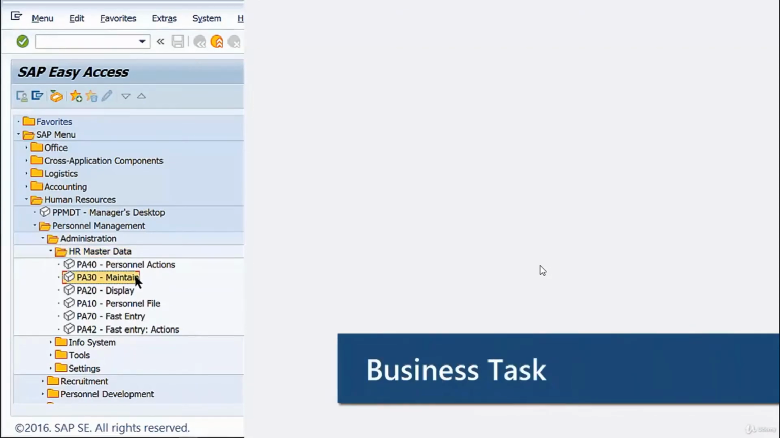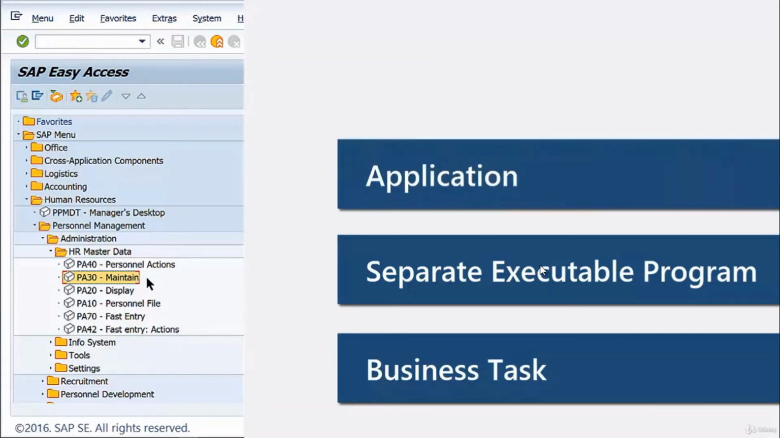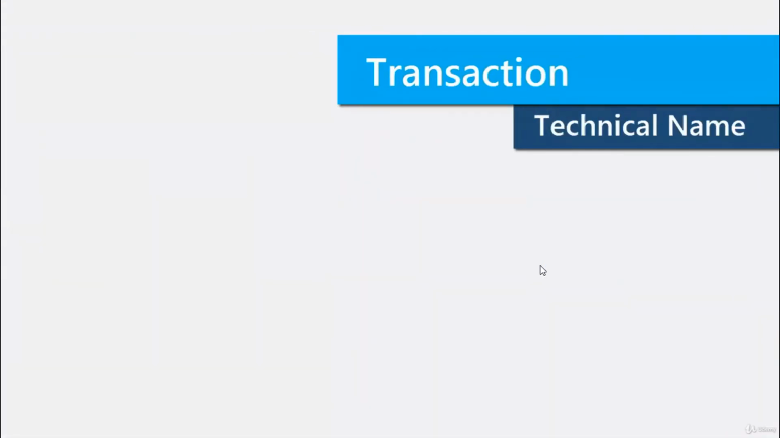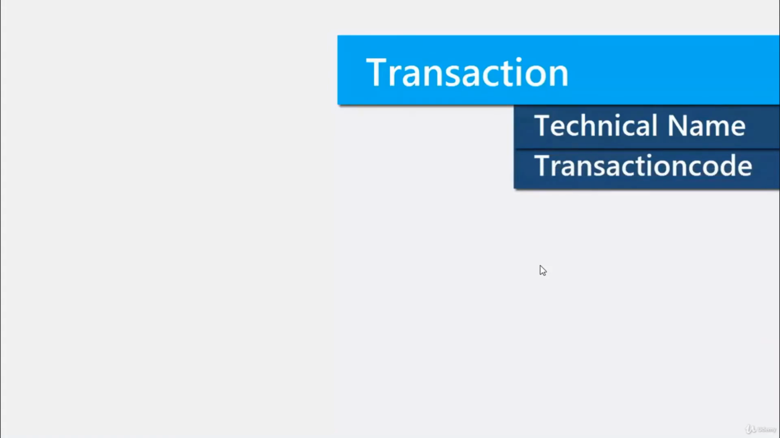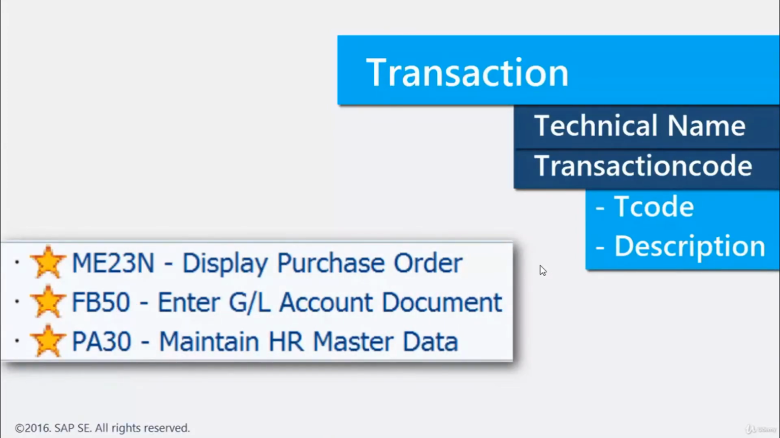Each of these business tasks is a separate executable program, an application, or in SAP language, a transaction. Every transaction has a technical name, the transaction code, or in short, the T code, and a description. Here are the three previously shown transactions. ME23N, display purchase order. FP50, enter GL account document. PA30, maintain HR master data.